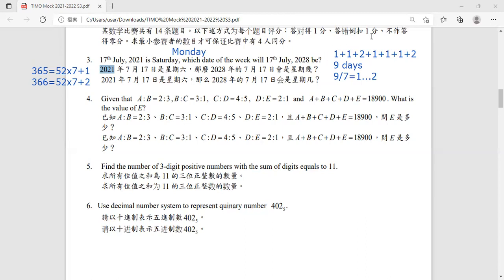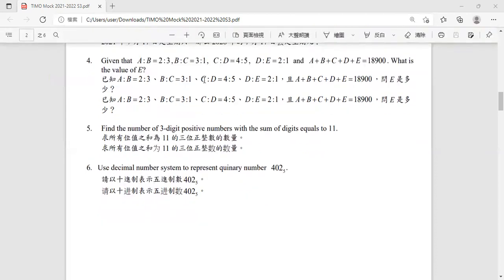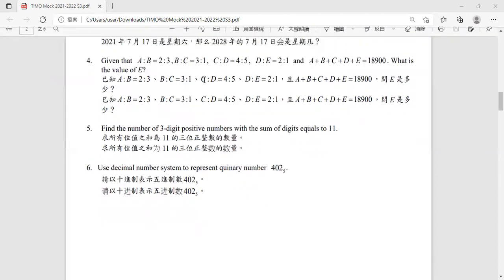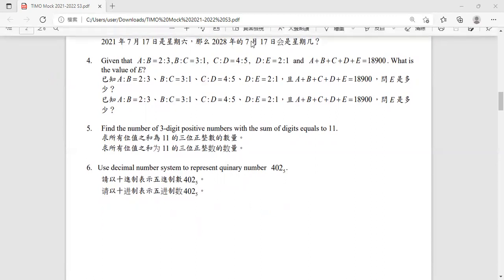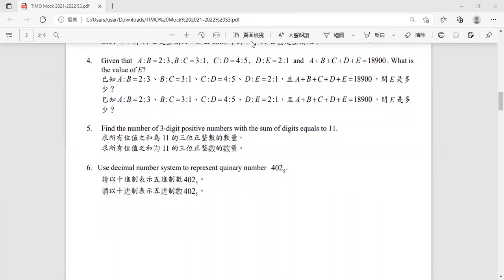Okay, question 4. Still very simple. Now, given that A to B is 2 to 3, B to C is 3 to 1, C to D is 4 to 5, and D to E is 2 to 1, and A, B, C, D added together is 18,900, what is the value of E? For this question, you can stop me if you don't understand.